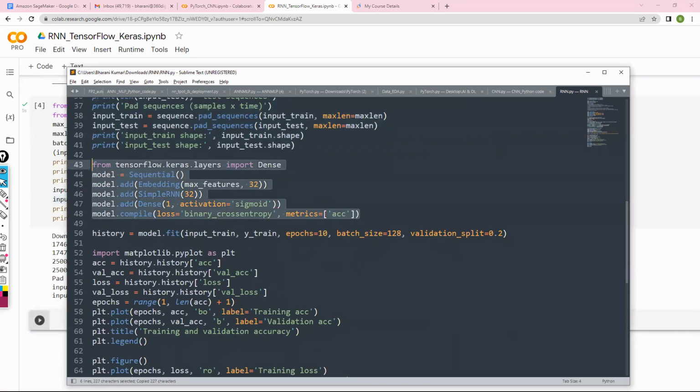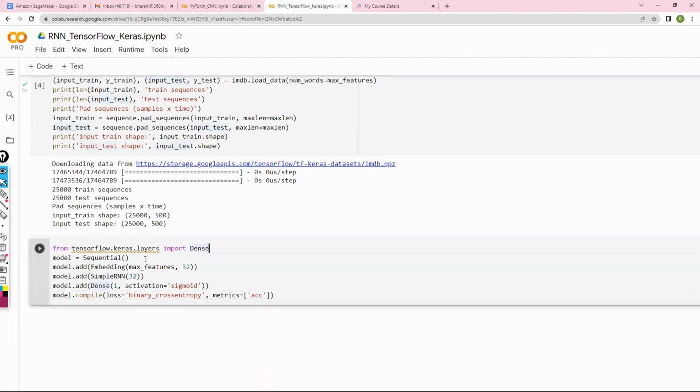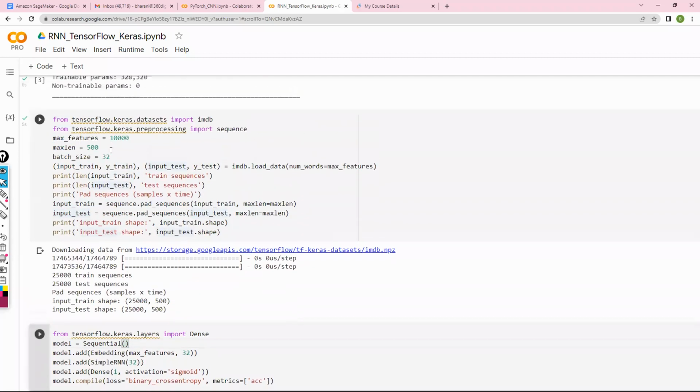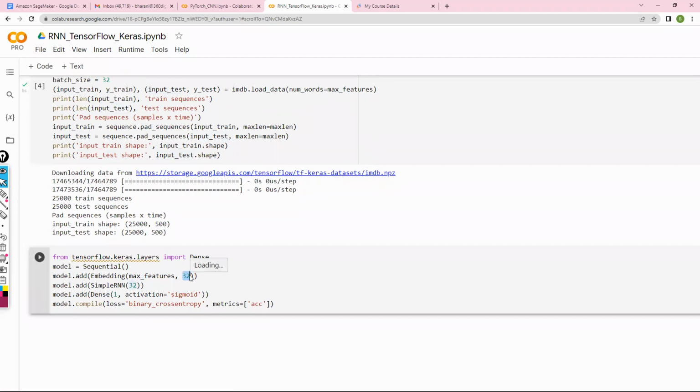Then you import the dense network. You're creating a sequential model. You're saying that first, I will take all these 10,000 words, okay? And I'm going to have each and every word represented using 32 numbers. Every word, 32 numbers. And I want to run a simple RNN network, 32 units of RNN I need.